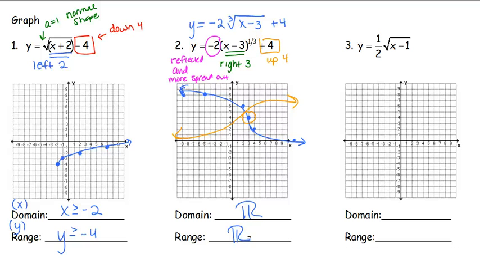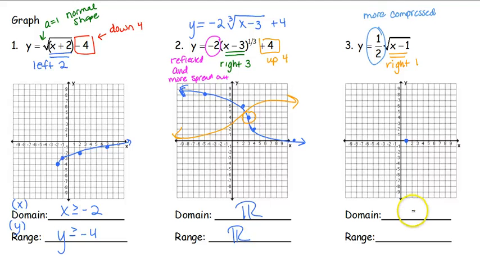Now we have our very last problem for our notes today. We've got y equals 1/2 times the square root of x minus 1. When we look at that equation, the x minus 1 tells us that we're going to move our starting point right 1. The 1/2 is going to make us see that our graph is more compressed.